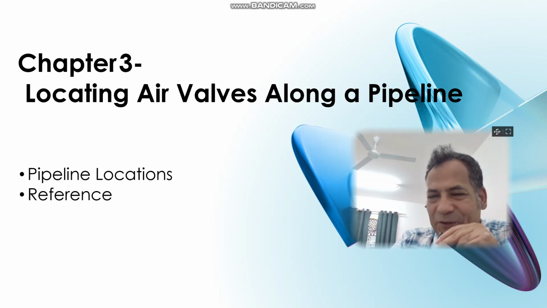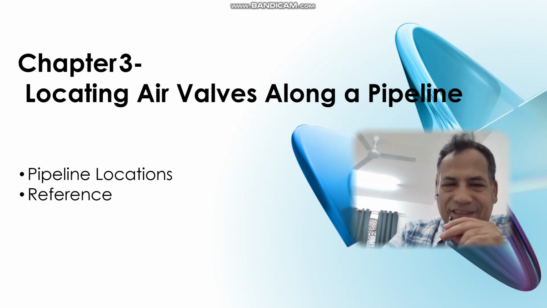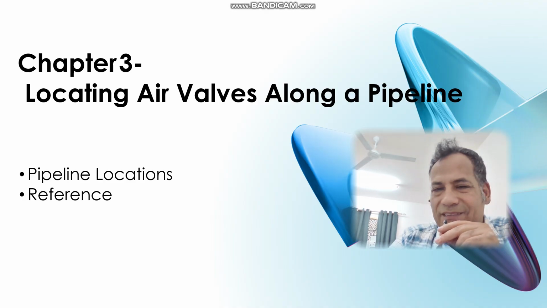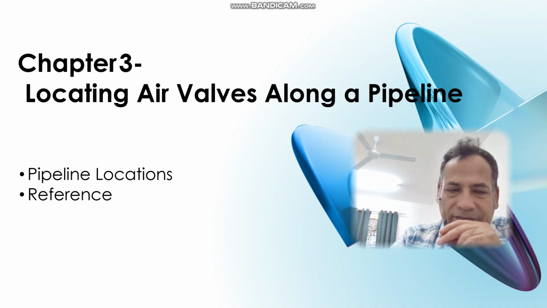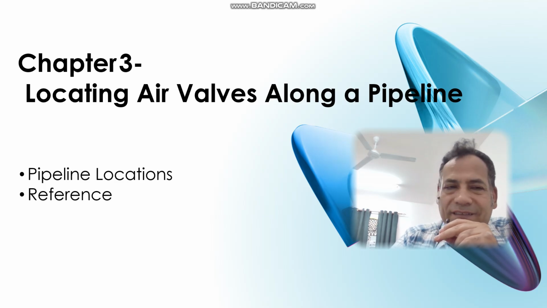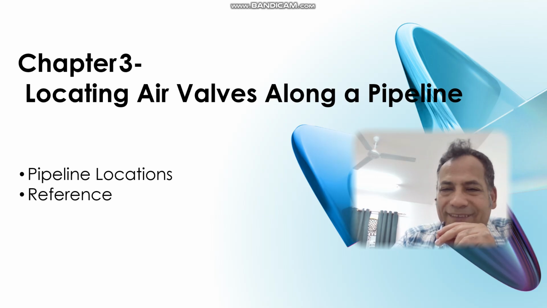I continue with chapter 3 of air valves. In this chapter we will discuss locating air valves along a pipeline, and explain more about how to find the best location for this type of valve.